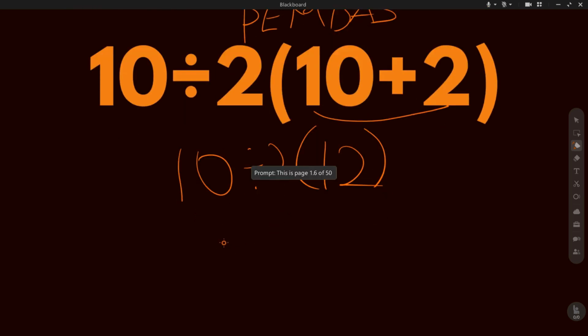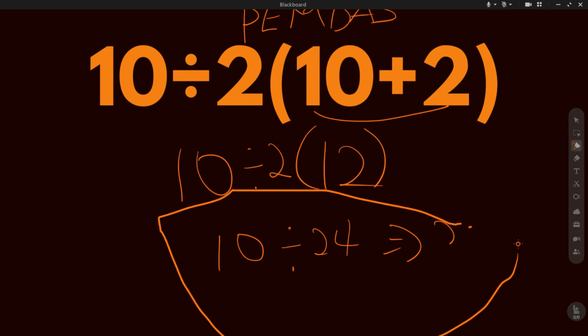And this gives 10 divided by 24. And this is wrong. 10 divided by 24 is wrong.